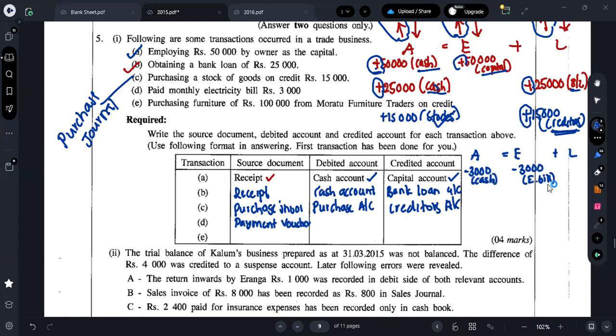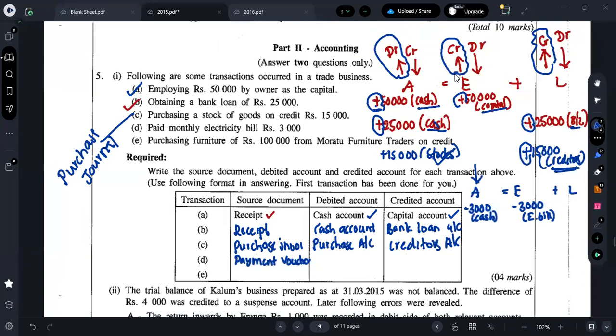Now what are the two accounts I should open, guys? Cash account and electricity bill account, right? Now, what's the double entry principle we studied? When asset is decreasing, it should be credited. What about equity, guys? When equity is decreasing, this should be debited. Now see here, guys, easy, right?